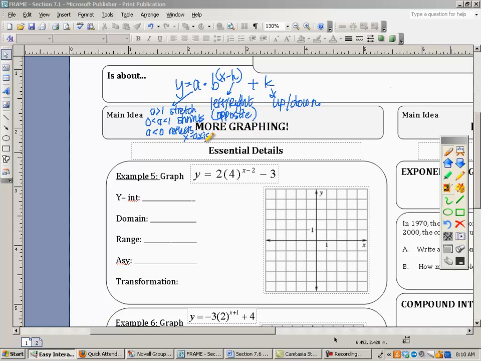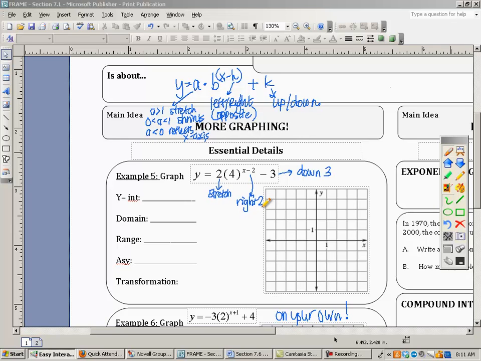I'm going to do one question with you, example 5. I want example 6 done on your own. Okay, so example 5, take a look. Let's describe it before we even start. The 2 means stretch. The minus 3 at the end means go down 3. And this minus 2, instead of going left 2 like we think, it's the opposite, this means go right 2.